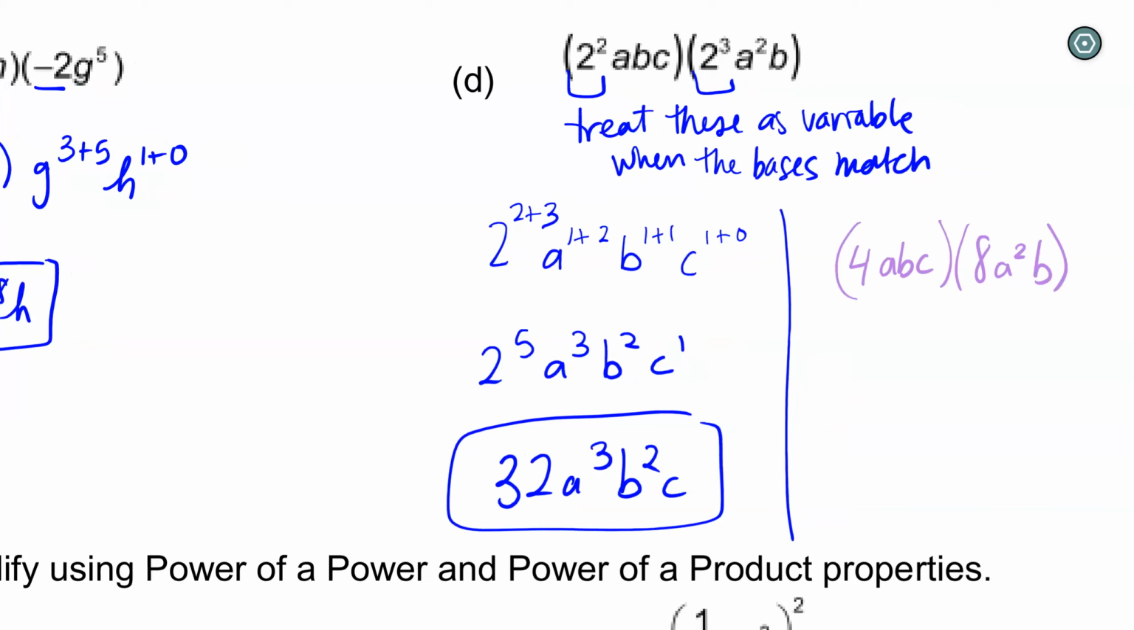Because you could simplify the 2 squared and 2 cubed, you get the same answer. It doesn't really matter. So your book says the blue way, right? Treat them as a variable, combine the exponents. If you want to simplify the numbers, 2 squared is 4, that's fine, because you end up multiplying them anyway.